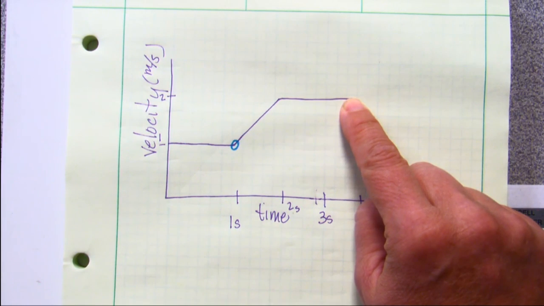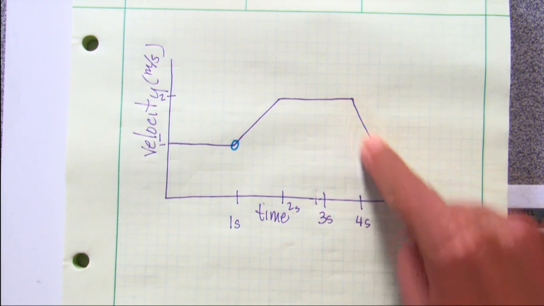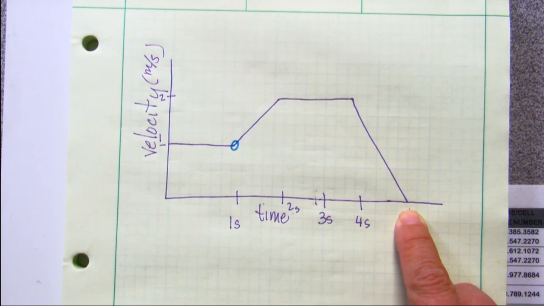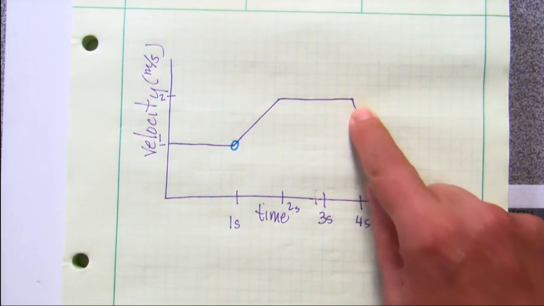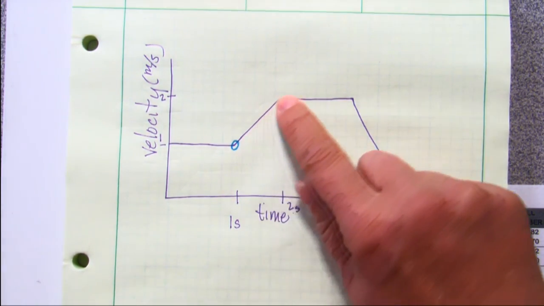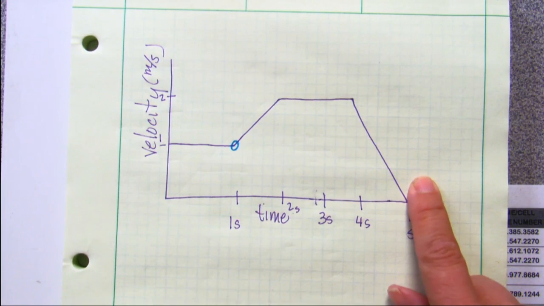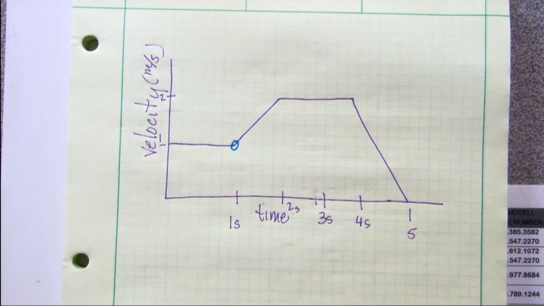And then I'm going to hit the brakes over the next second to stop. So this is going to be called a deceleration, and this is an acceleration because my deceleration is going in the opposite direction.